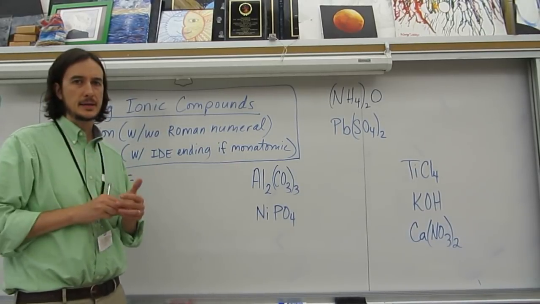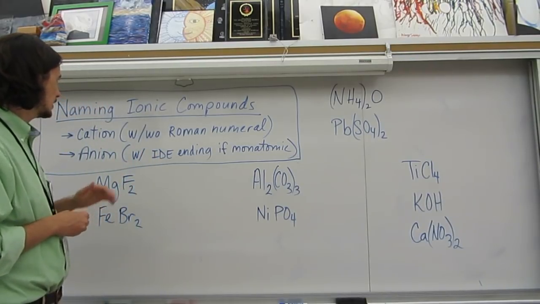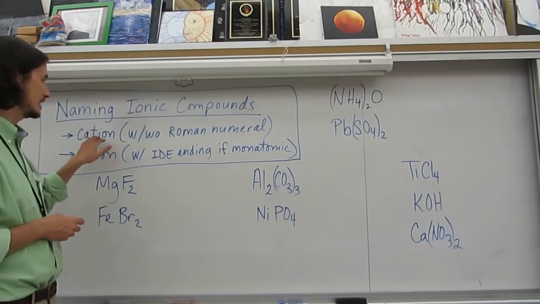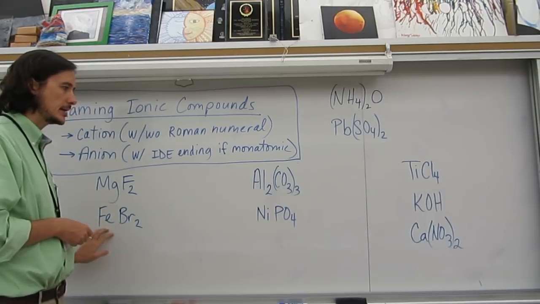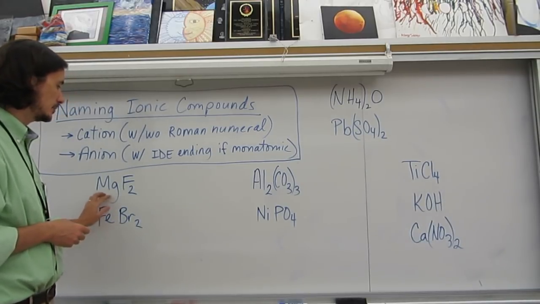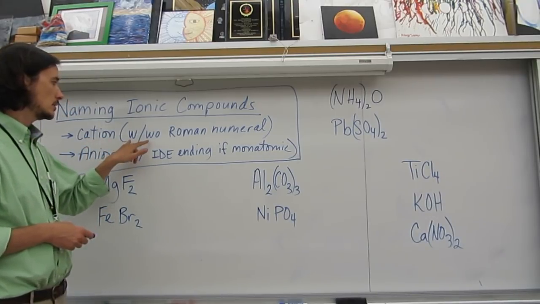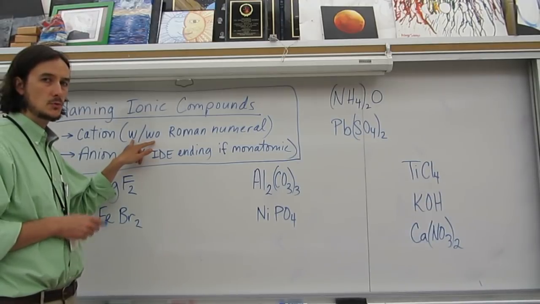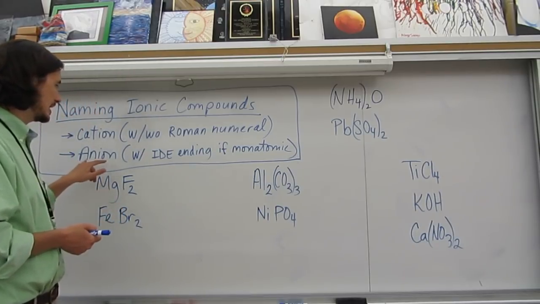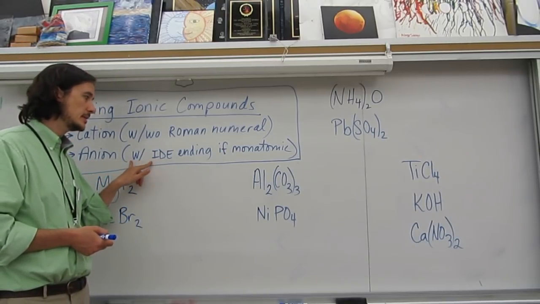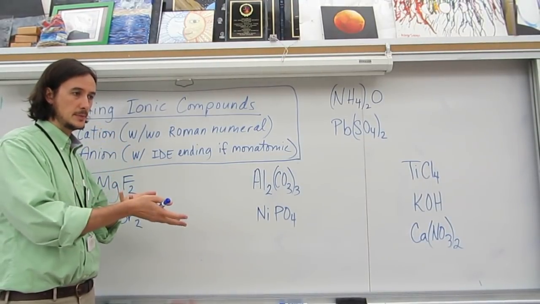So let's practice naming ionic compounds, not just naming the ions individually. If you're naming ionic compounds, you are going to name the cation first. You're going to see that the cations are written to the left. Cations are usually metals, but they can be polyatomic ions. So when you're naming the cation, you name the metal with or without the Roman numeral, or you just name the polyatomic ion. When you're naming the anion, this goes with the IDE ending if it's monatomic. If it's a polyatomic ion, you just name it.